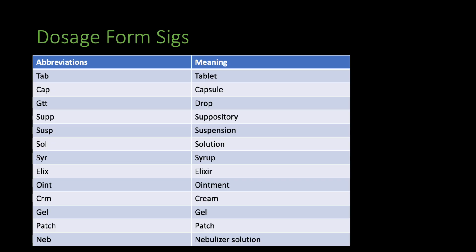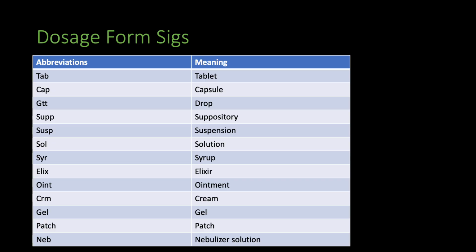It is very important to know GTT as drop. Sometimes the SIG or the directions might write one GTT OU, so like one drop in each eye, and then write QD, once daily. So you have to know the SIG here, GTT. The rest is pretty much self-explanatory.